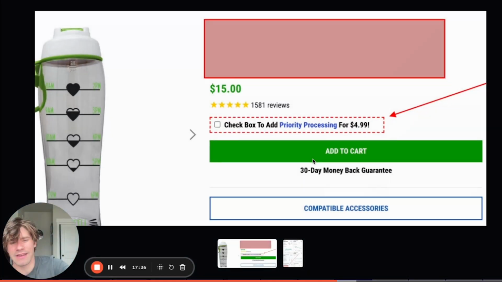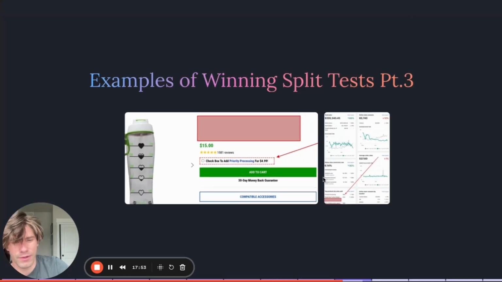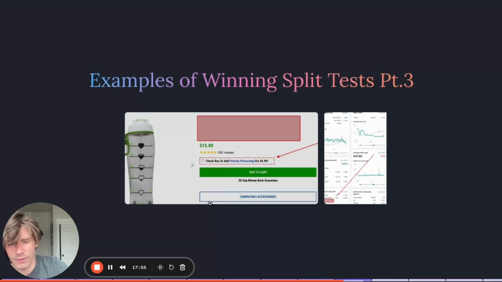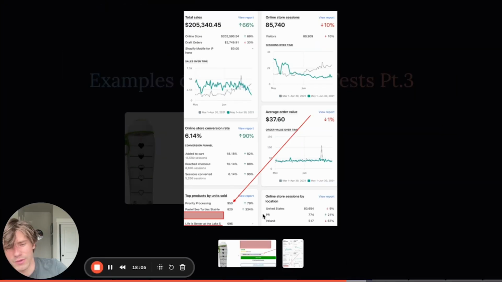So basically, we added a little checkbox for priority processing for $4.99. What this does is add a tag to Shopify orders to actually bump it up in the fulfillment process, so they get fulfilled first. So it's $4.99. It's a cheap price point. It's obviously 100% profit for the partners. And these are the results actually. It was the top seller for a few months. Sold over 950 of these, which again, with this just being 100% pure profit, that's pretty badass.